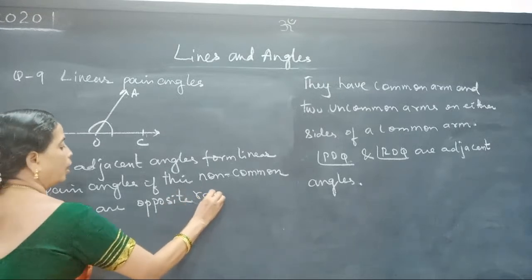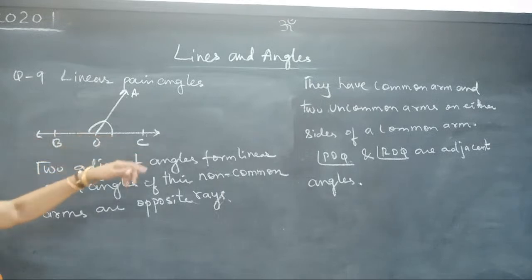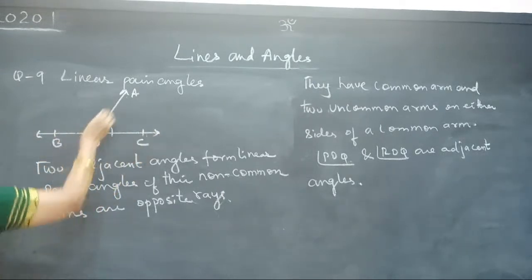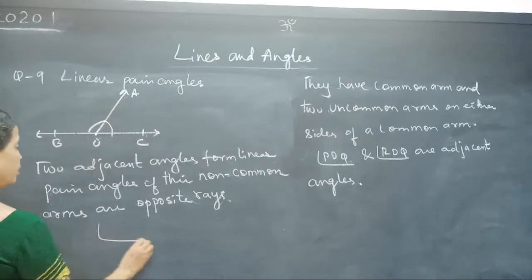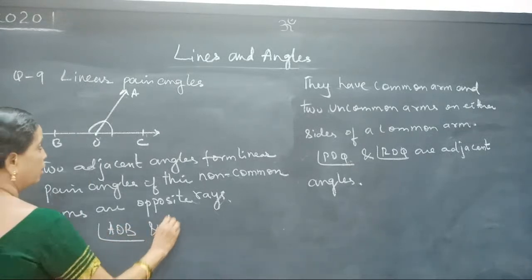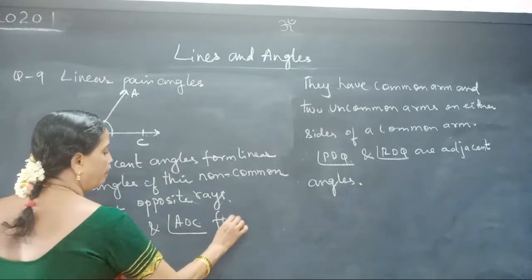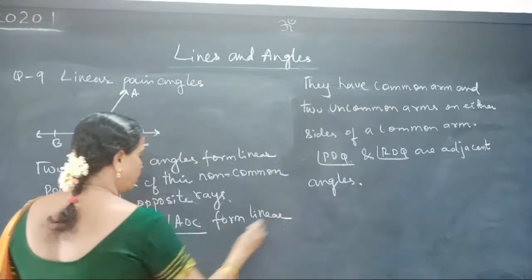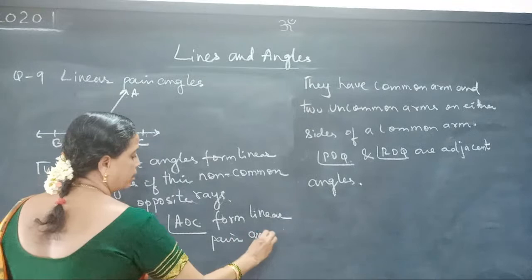Here the non-common arms are OB and OC. They are directly opposite, OA, OB, OC. Now we consider angle AOB and angle AOC form linear pair angles.